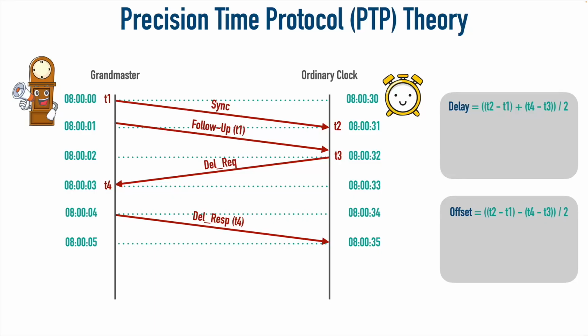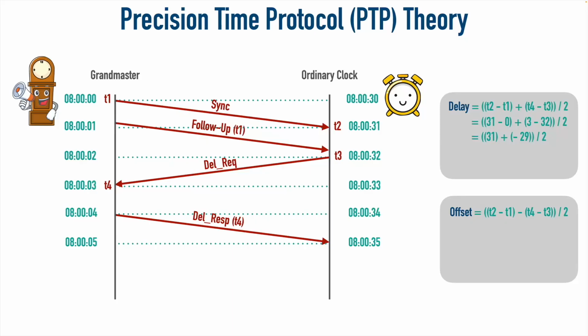And since everything begins with 8 o'clock and 0 minutes, we'll just use seconds in our formula. T2 is going to be 31 seconds. T1 is 0 seconds. We're going to take that quantity and add the quantity of T4 minus T3. Well, T4, that's 3 seconds, and T3, when the ordinary clock sent the delay request, that's 32 seconds, according to the ordinary clock's time. And 31 minus 0 is 31. And if we take 3 minus 32, we get negative 29. And we're adding these together.